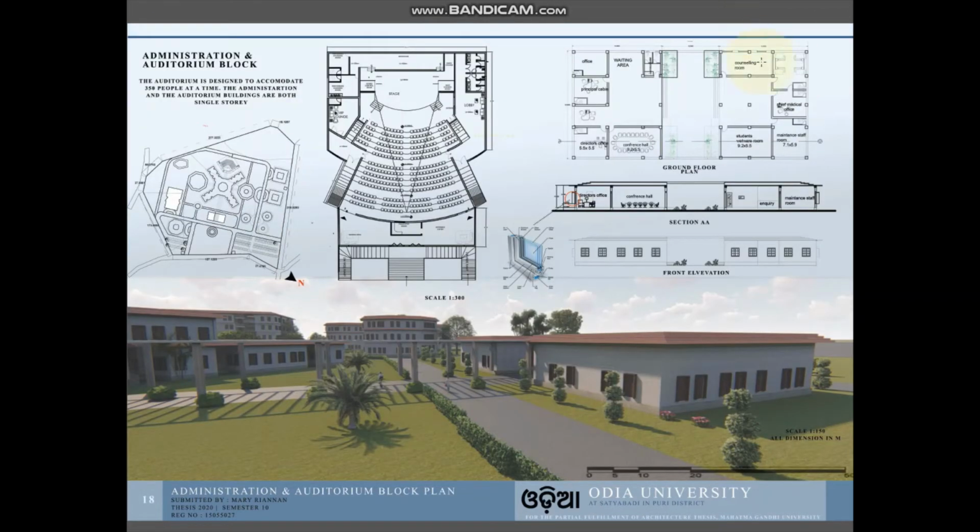Administration and auditorium. The administration block is a single-story building and it's separated by a pedestrian pathway in the middle. The left side portion is for the office and the principal and chairman spaces, and the right side is for recreational areas for students, council and staff, pantries, etc. The auditorium can accommodate around 350 people.